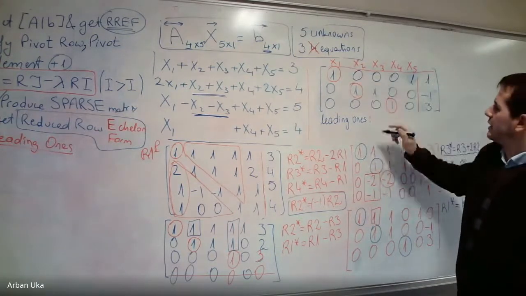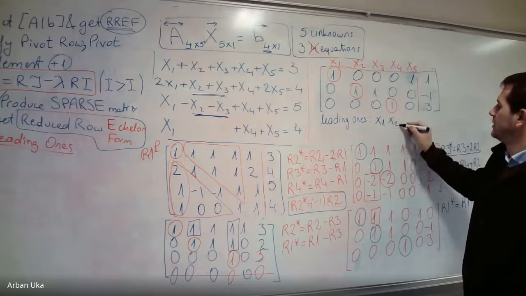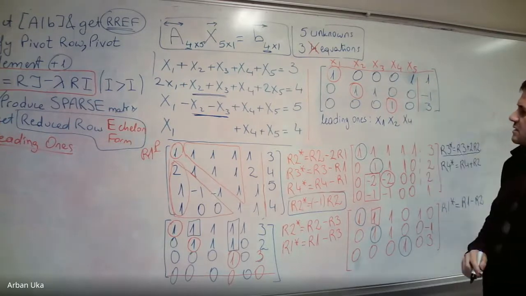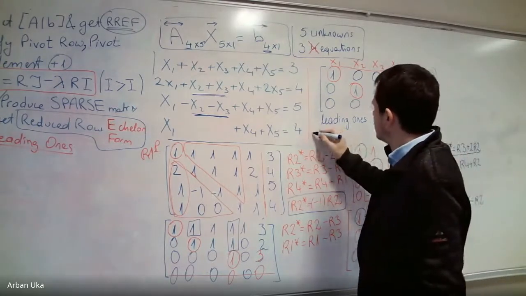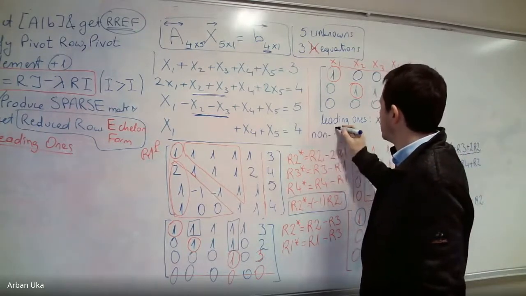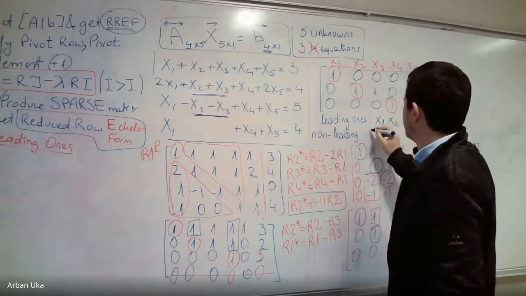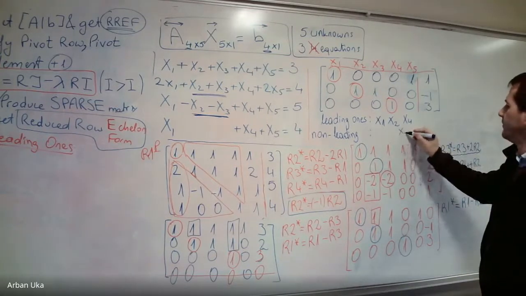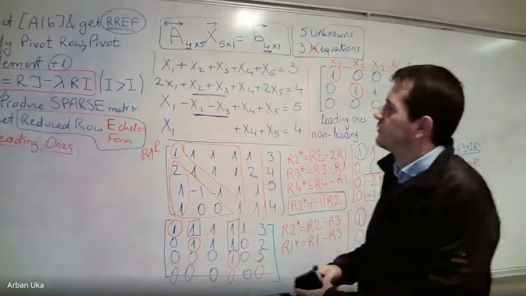x1 has a leading one, okay. x2 has a leading one, would you agree? And x4 has a leading one. So this is the first essential information that we need to keep note. Then, which ones have non-leading ones? Which variables? That's x3 and x5. Okay. So now what we do here is the following.